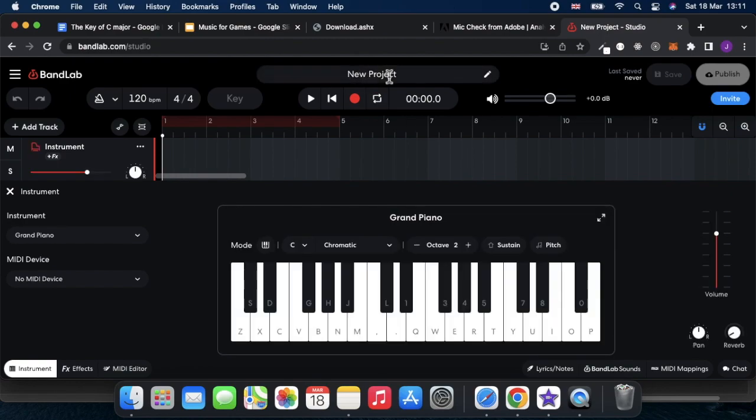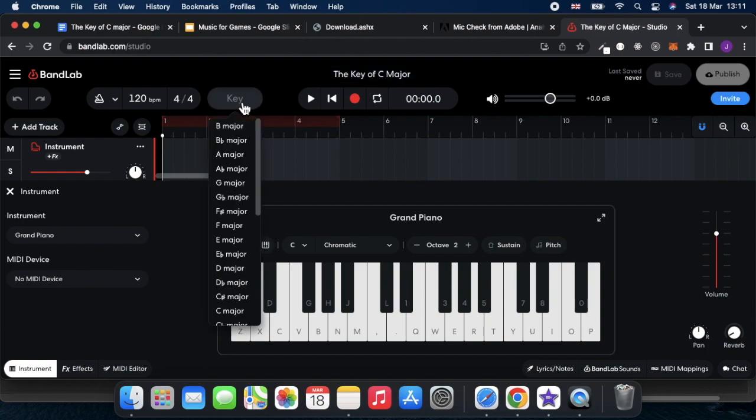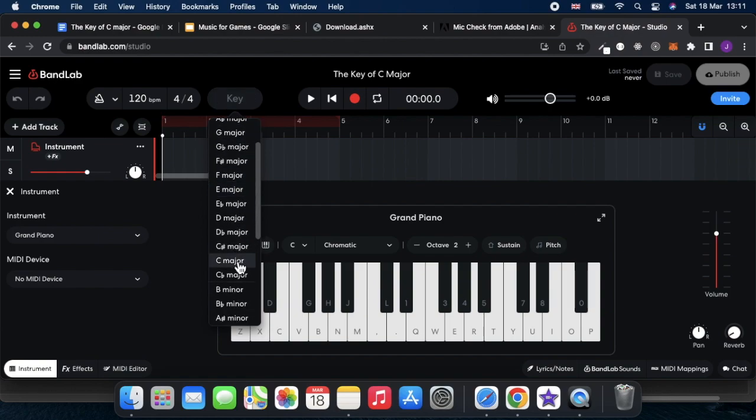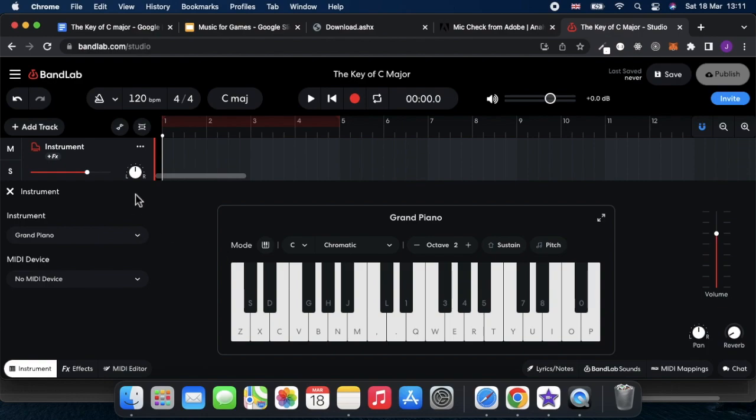Okay, let's do the housekeeping. So I'm just going to call this the key of C major. My key, obviously going to be in C major as well.